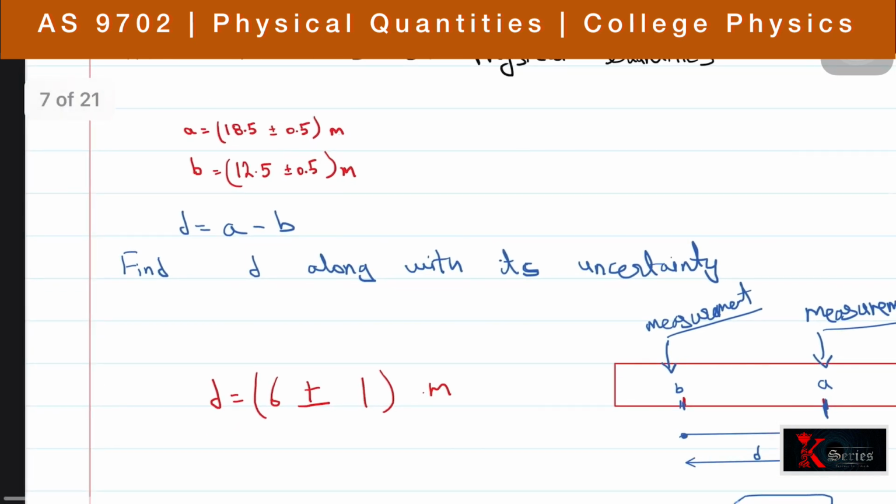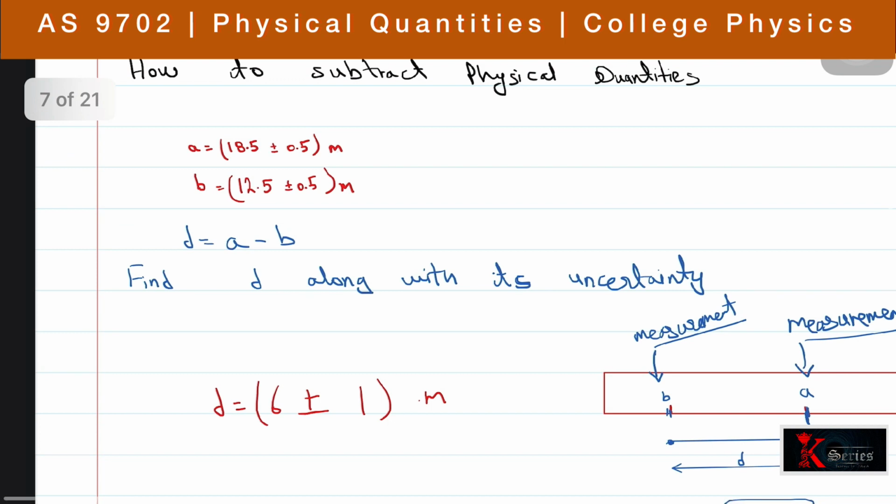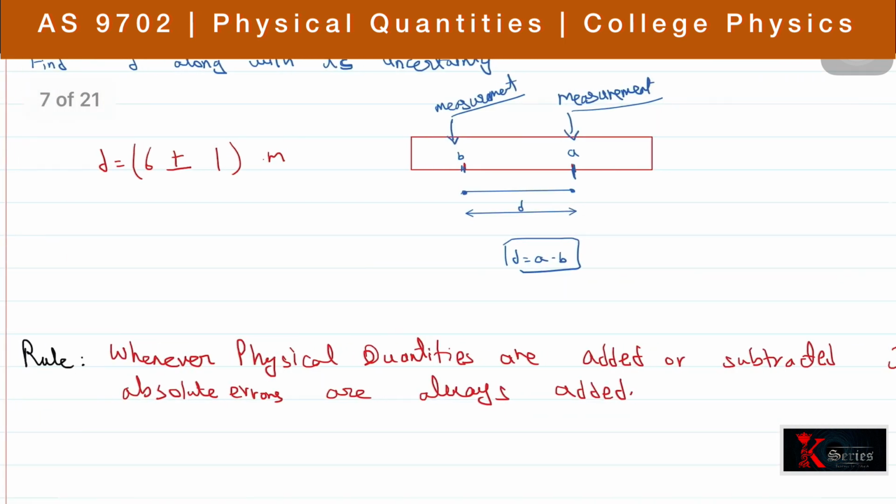So here we have to subtract B from A, right? When we're quoting D, we're going to write it in a way that the true values are going to be subtracted. However, the uncertainties are again going to be added. So whenever physical quantities are added or subtracted, their absolute errors are always added. We need to know this.